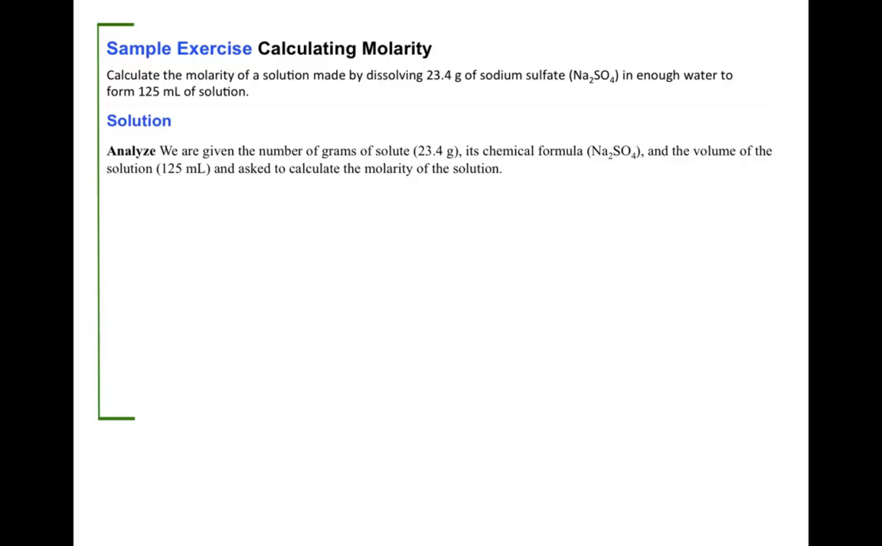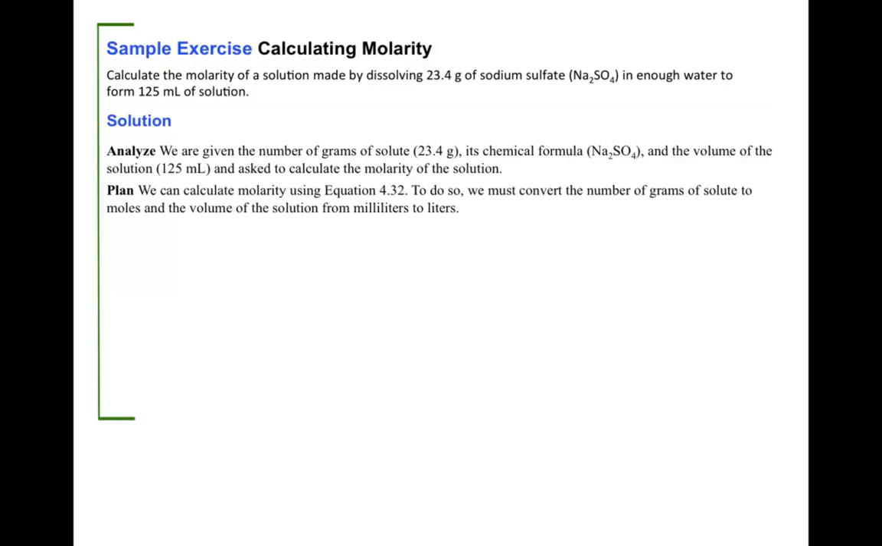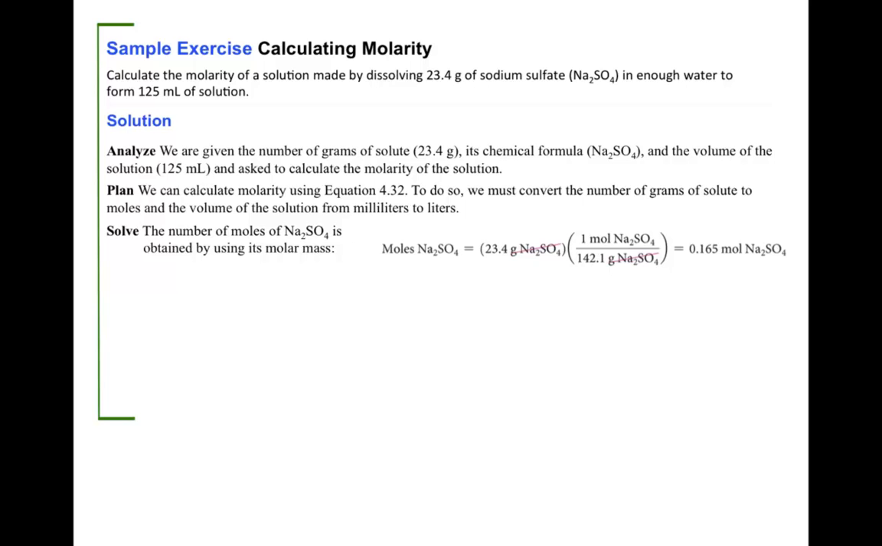So we are given the number of grams of the solid and the volume of the solution and asked to calculate the molarity. And as you know, molarity is equal to moles of the solid divided by the volume in liters of the solution. Basically, what we need to do is convert the number of grams of sodium sulfate to moles, and that will be the moles of the solid. And then we need to change the unit of the volume from milliliters to liters, so we can have moles over liter, the equation of molarity.